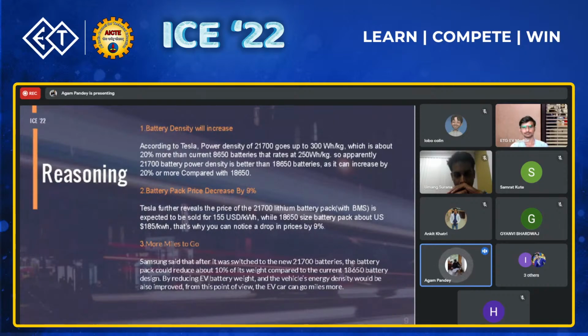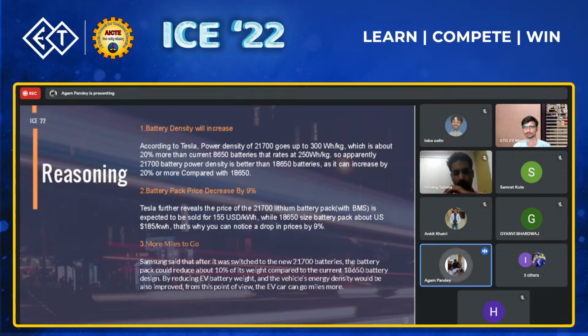Price differences are shown on the screen. It's $155 against $185 per kilowatt hour. To go ahead with, there is a significant decrease in the weight of the battery pack. So your total battery pack weight will decrease by a massive 10%, which means that you'll be packing more energy in a smaller battery pack.